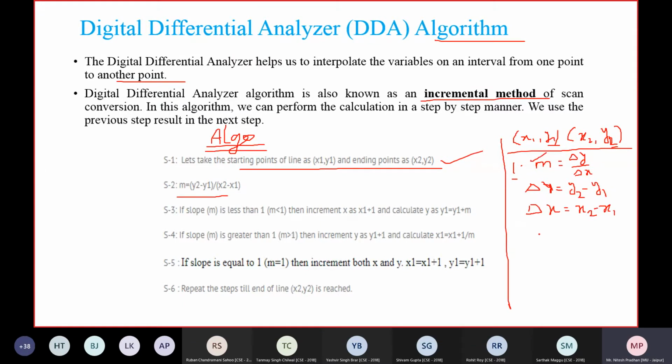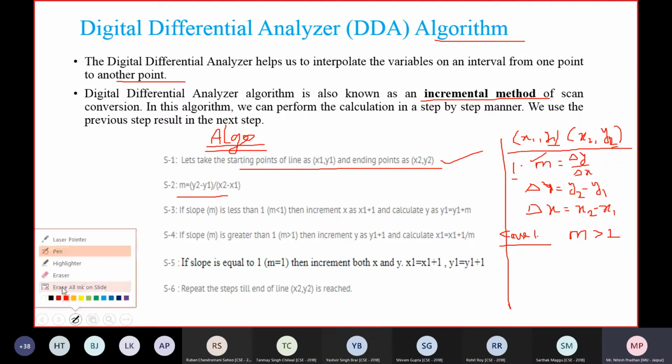Now guys, there are three cases. Let me write case 1, where your m value is greater than 1. That is the first case. Case 2 is m is less than 1, and the third one is m is equal to 1. So according to this algorithm, let's take the case of less than 1 first of all. If your slope is less than 1, then what will you do? Okay, so that is your case. And how will you calculate slope? With the help of this formula.